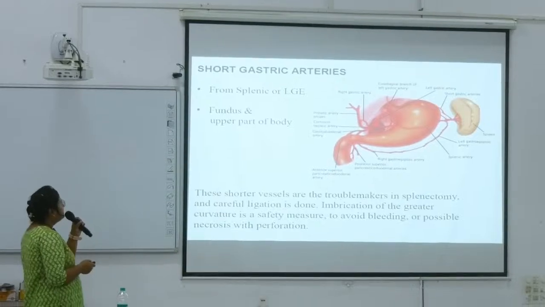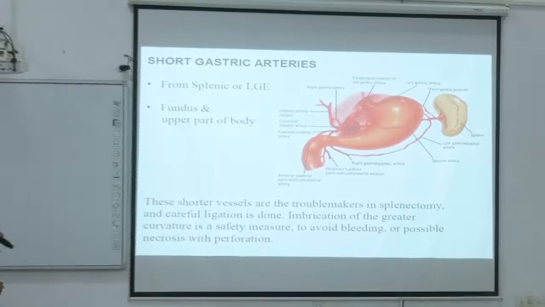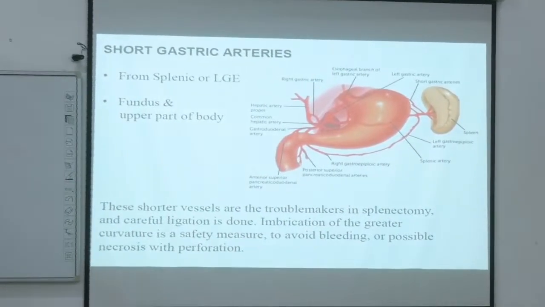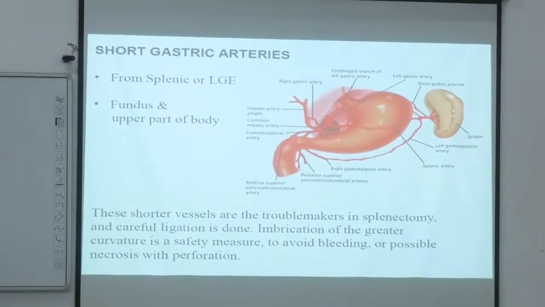is the short gastric arteries. Here are the short gastric arteries. They branch from the splenic artery or sometimes from the left gastroepiploic artery, supplying the fundus and upper part of the body of the stomach. These short vessels are the troublemakers in splenectomy, and you have to be careful when ligation is done. Imbrication of the greater curvature is a safety measure to avoid bleeding or possible necrosis with perforation. There are mainly 5 to 6 short gastric arteries, and you have to ligate all of them during the splenectomy operation.